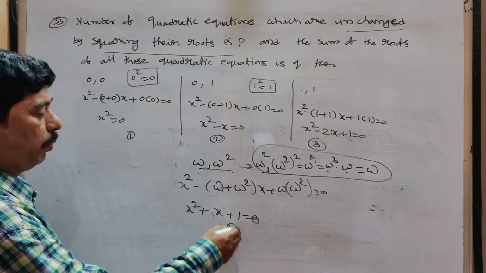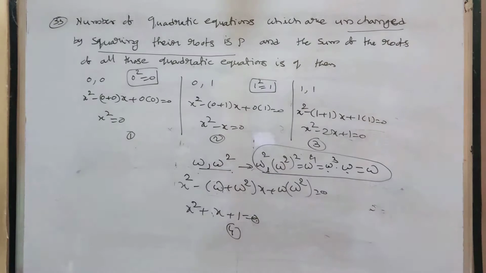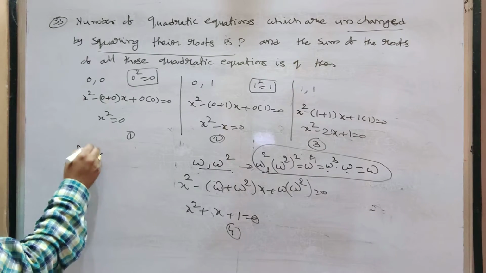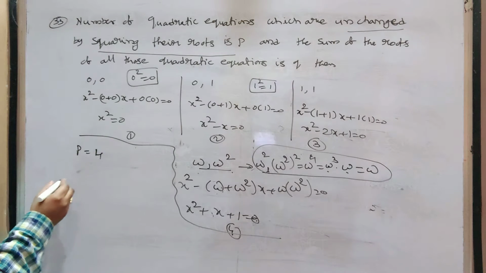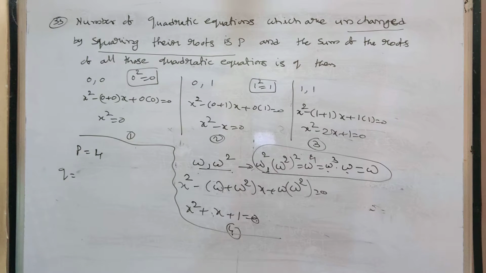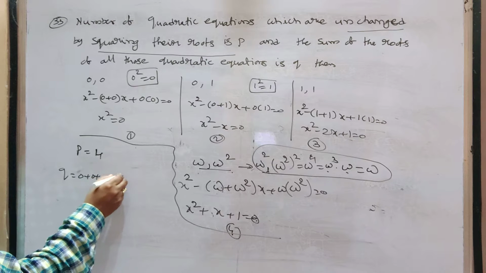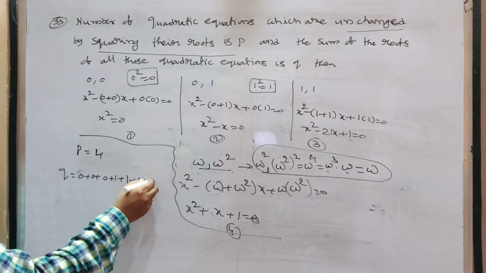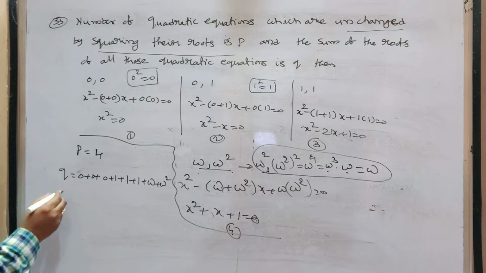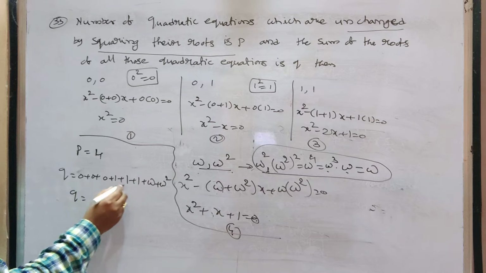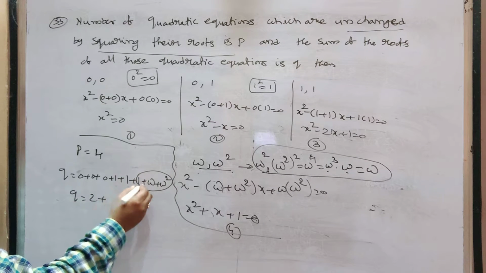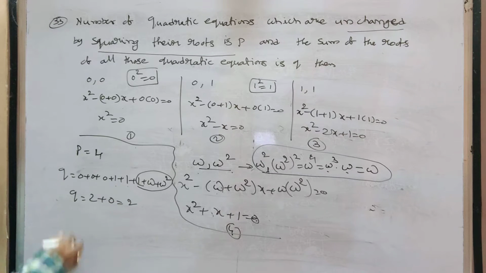So total how many equations are possible? 1, 2, 3, 4. So P value is 4, P equal to 4. Next, what is Q asking? Sum of all roots they are asking. So 0 plus 0, 0 plus 1, plus 1 plus 1, omega plus omega square. So Q equal to 0, plus 1, 1, 1 plus 1, 2, 1 plus omega square is 0. So P value is 4, Q value is 2, is the answer. Check the solution.